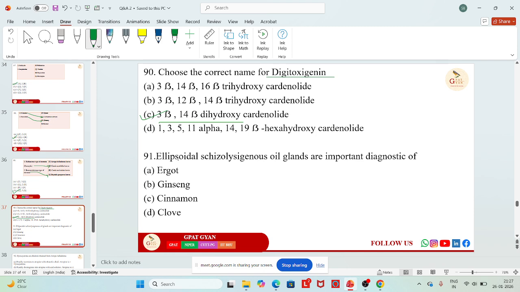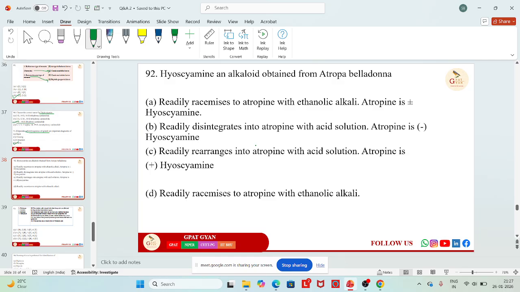Next is ellipsoidal schizolysigenous oil gland are important diagnostic feature of, very easy, very easy. Clove will be the right answer because it is only the volatile oil present here, and schizolysigenous oil glands are for the volatile oils. Hyoscyamine, an alkaloid obtained from Atropa belladonna. It's about the racemization characteristic.